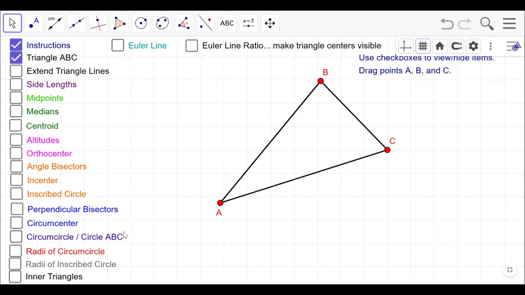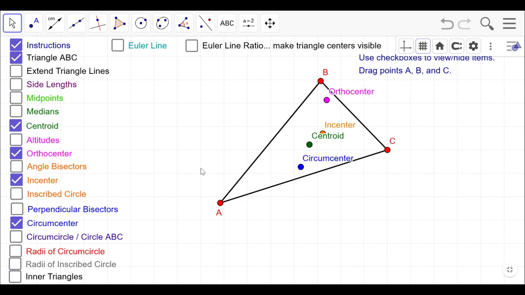So, the first question, we're just going to walk through these together. The first question says, which of these centers stay inside the triangle at all times? So, the centers are these: centroid, orthocenter, incenter, and circumcenter.